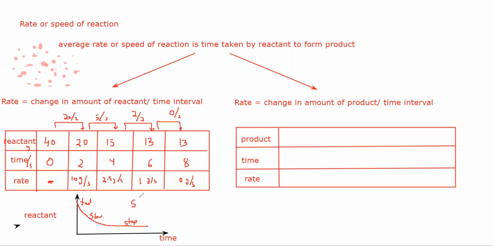And how do we identify this? Basically, the slope here represents the rate of the reaction. In the beginning, it is steeper, which shows the faster reaction. Then the slope is decreasing, which means the rate is decreasing. Then a horizontal line means the slope is 0, so the rate is also 0.